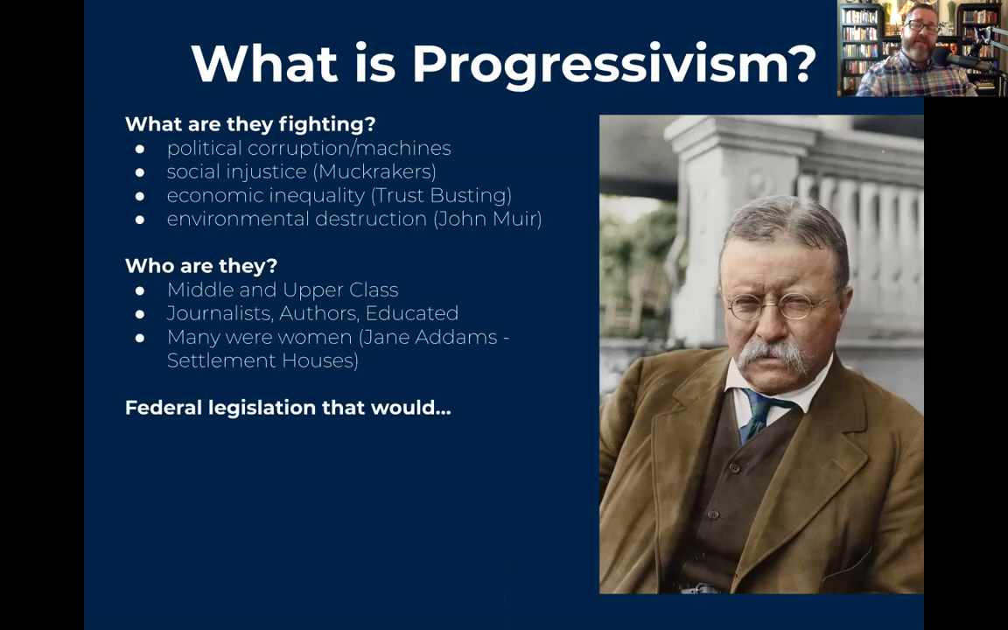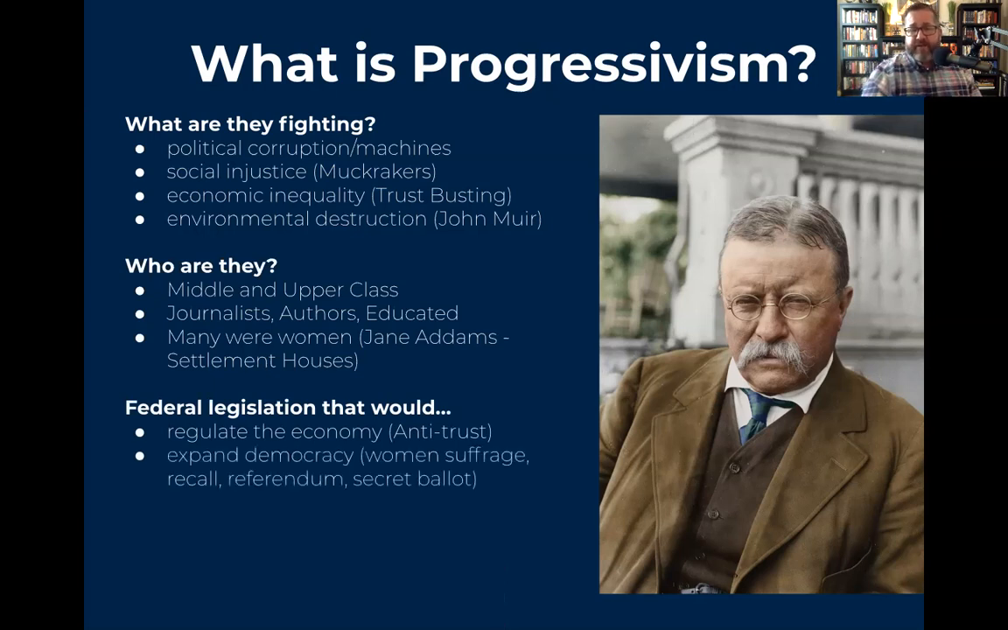And what is the federal legislation going to look like? Well, they're going to look to regulate the economy, as I said earlier, with that trust busting, the Sherman Antitrust Act, and later the Clayton Antitrust Act. They're going to expand democracy through women's suffrage. We're going to see the birth of the 19th Amendment. In fact, 2020 is the centennial of the woman. They're going to be able to go to the polls now and cast their ballots.